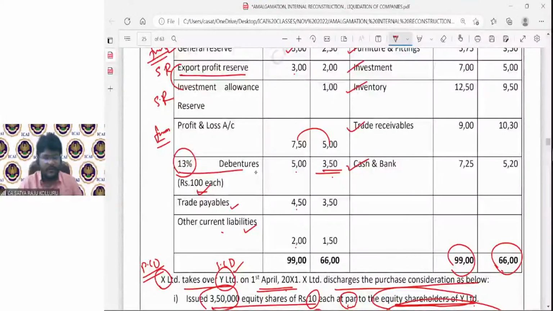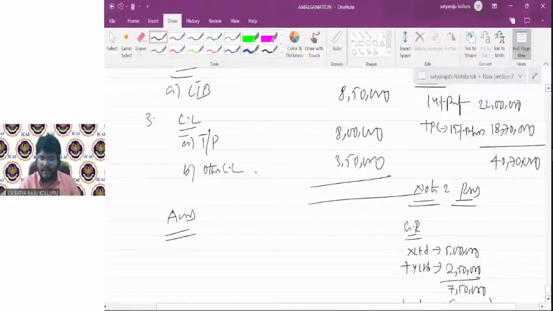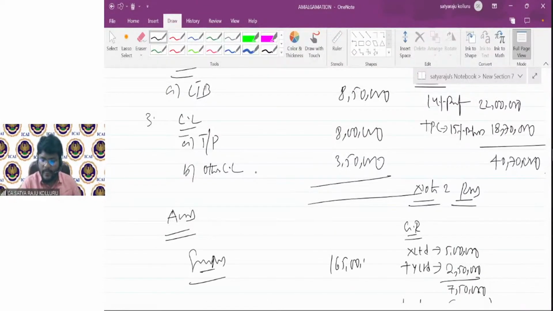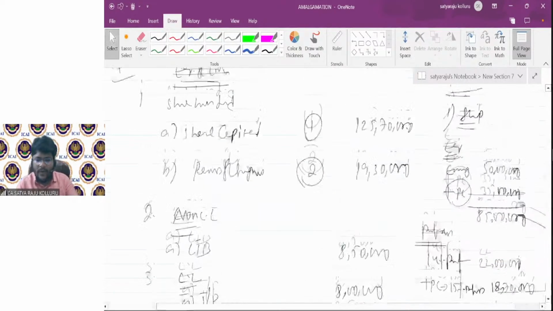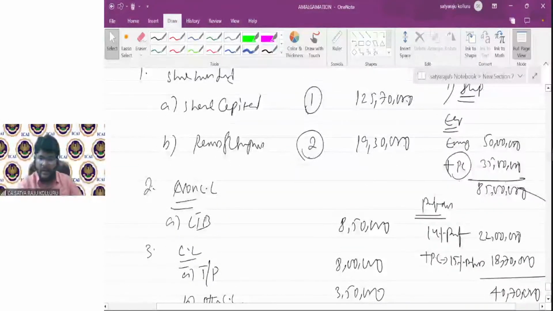99 plus 66, how much? All of you, 99 lakhs plus 66 lakhs, total 165 lakhs, right? So sundry assets, I'm putting 165 lakhs. Please, all of you make total of the equity and liabilities quickly.